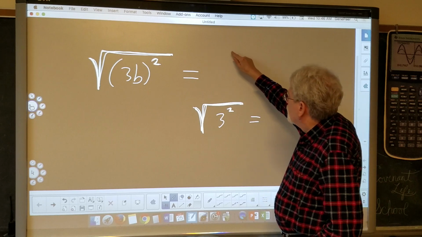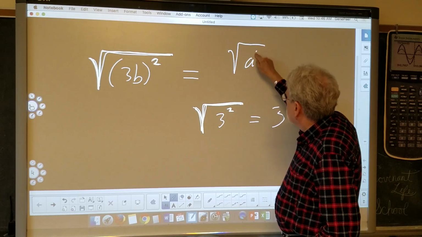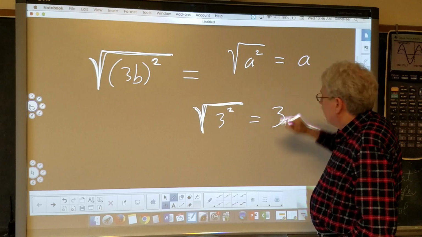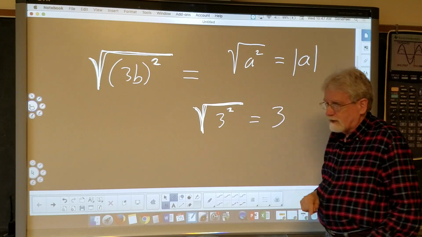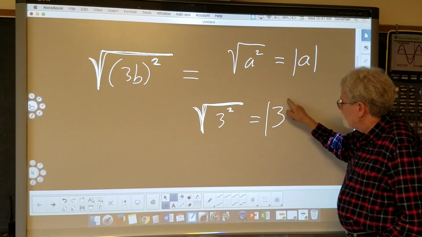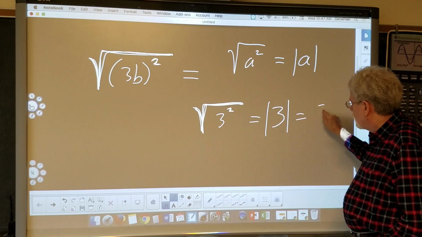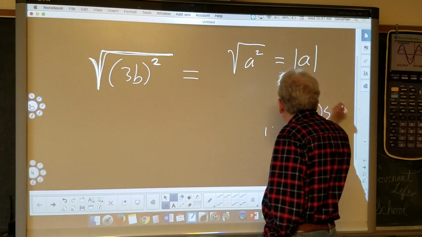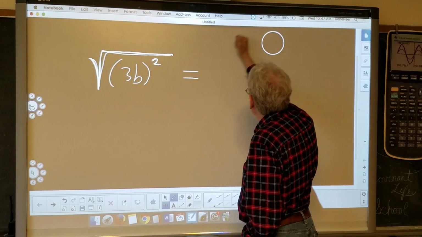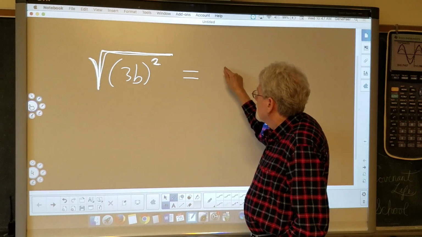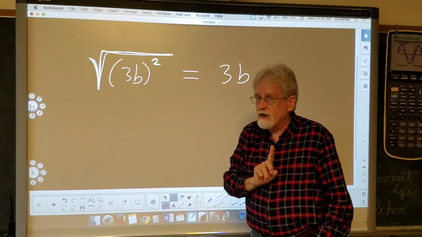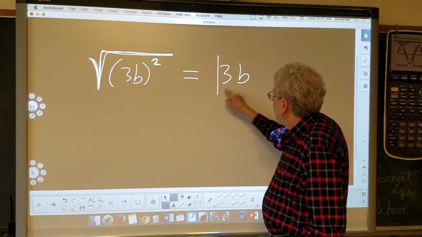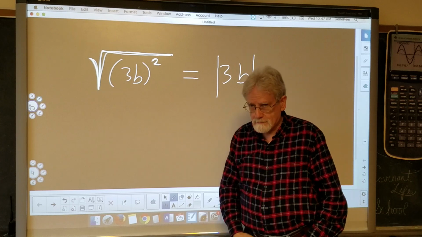Well, that's what we said a moment ago, that the square root of a squared is simply a, but not really, it's the absolute value of a. Yeah, not really, it's the absolute value of 3, which is 3. So over here, this must be simply 3b. But wait a minute, no, it must be the absolute value of 3b.